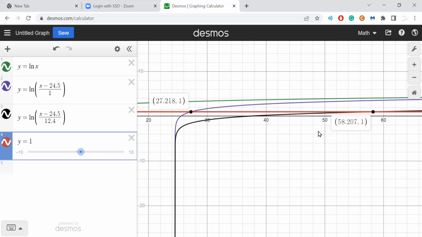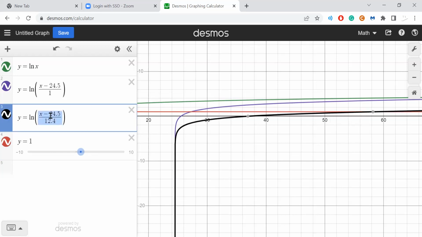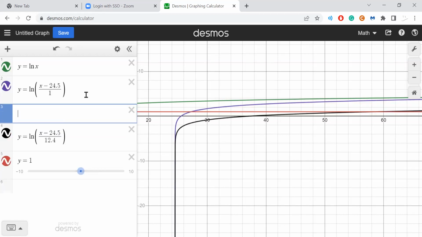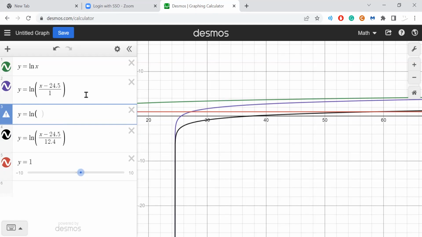Oh, actually, that's not very accurate. Let me think a bit. All right, this divide by 12.4 applies to the 34.5 as well. Okay, got it. Let me do it step by step. So let's say that now I have ln of x minus 24.5 divided by 12.4.